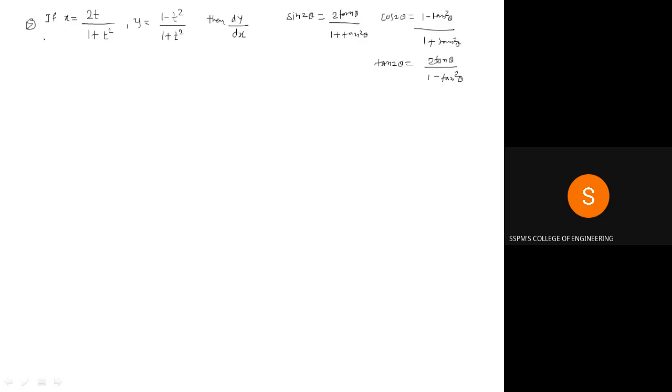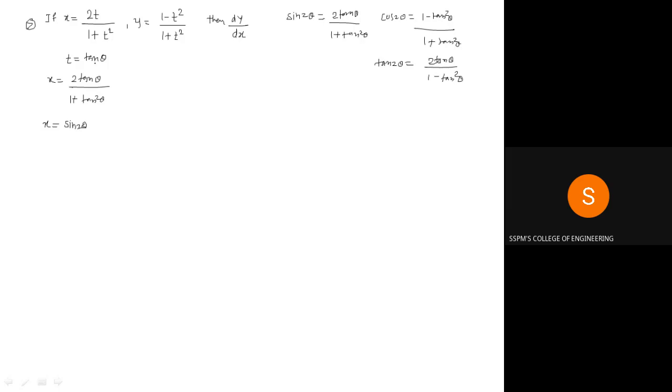So you should know these formulae, right? Otherwise how is it possible to simplify? These types of fundamentals should be with you. So substitute t is equal to tan theta. If you substitute t is equal to tan theta, you get 2 tan theta upon 1 plus tan square theta. So do you get the meaning of x? 2 tan theta upon 1 plus tan square theta is nothing but sin 2 theta.